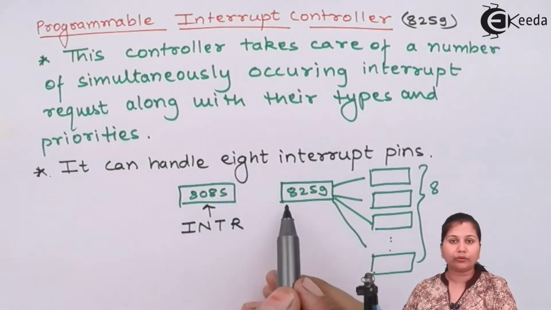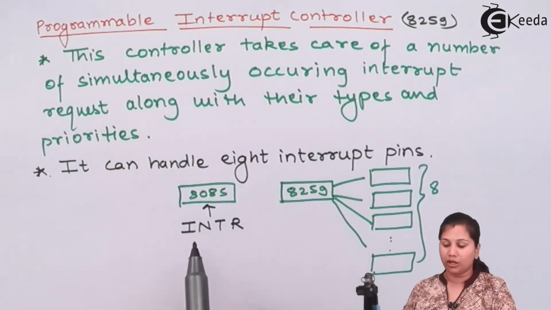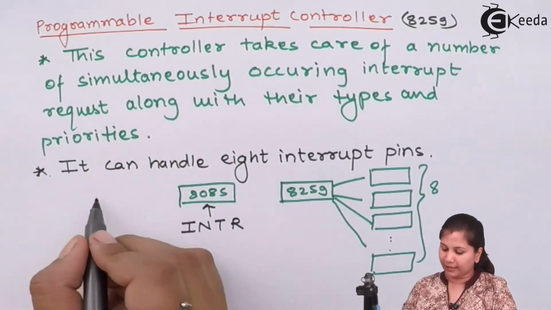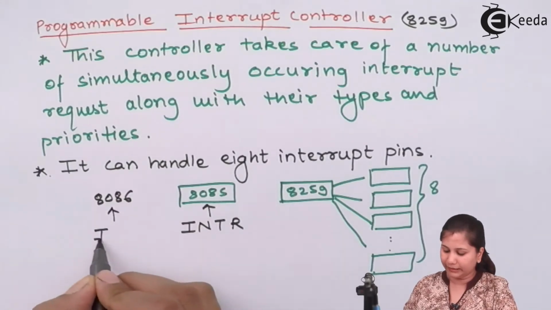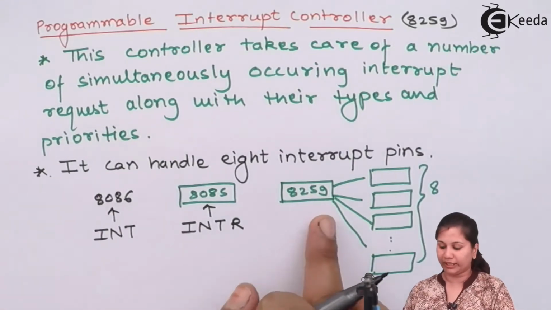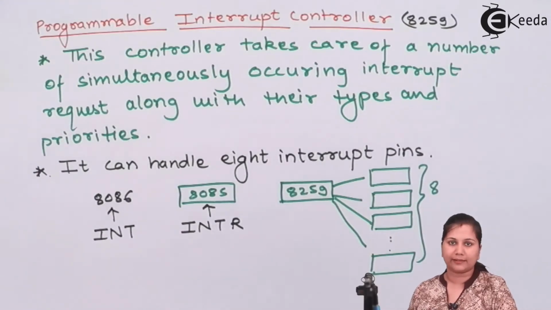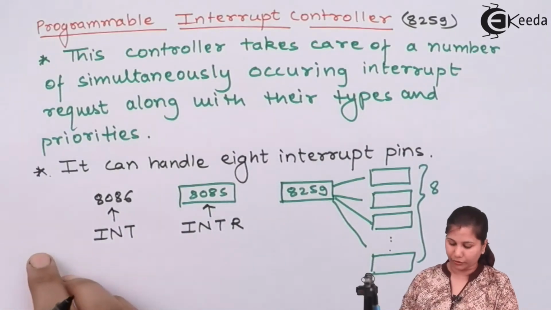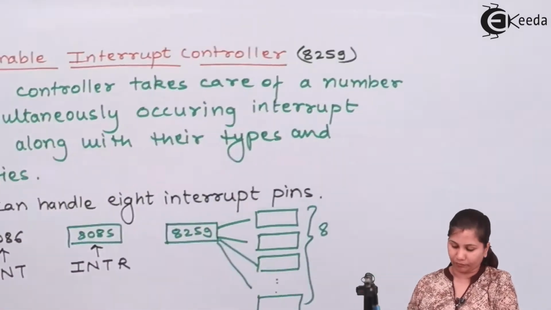But if we are not using 8259, then we will have only INTR, and in case of 8086 we have the INT line. So only one interrupt request can be handled. But with 8259, it can handle 8 interrupt lines. So this is one of the features of this PIC.